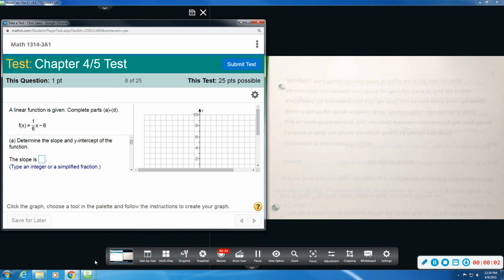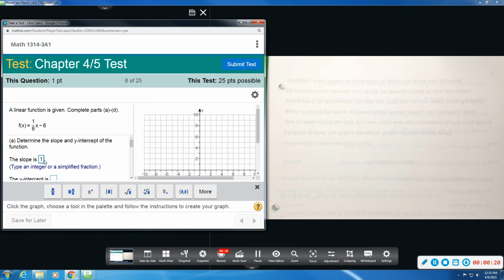Okay, number 8. We have a linear function given and we want to complete parts A through D. So here on the left, we first want to identify the slope. This function is already in slope-intercept form, so the slope is in front of x, so our slope is given by 1/6.